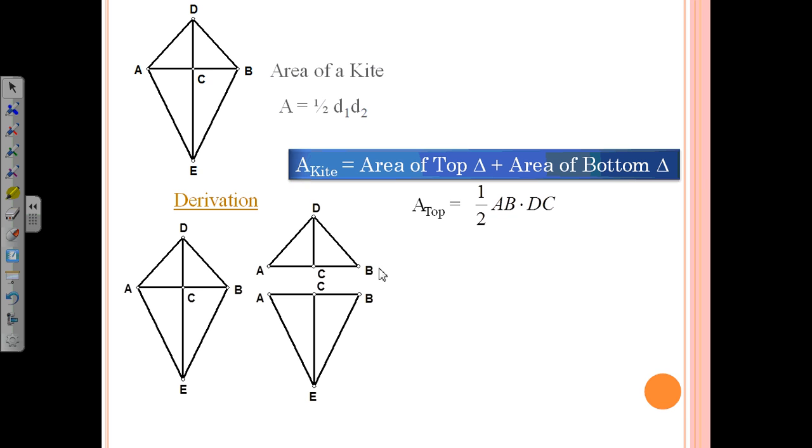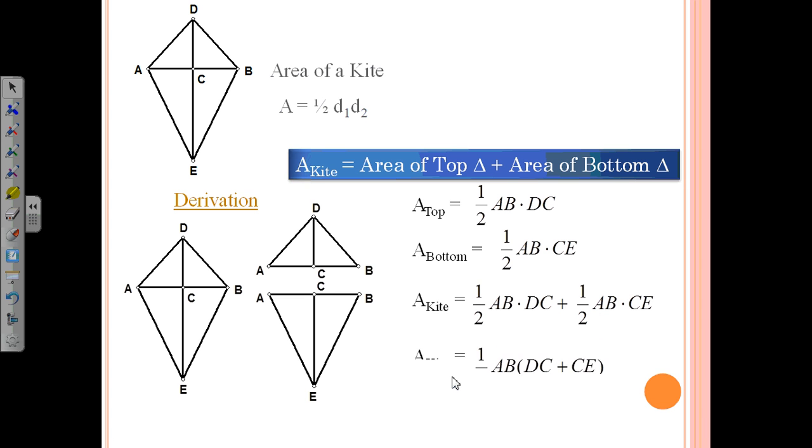The area of the top triangle is 1/2 your base, which is AB, times your height, which is DC. And then the bottom triangle is 1/2 your base, which is also AB, and this time your height is CE. So using this formula, we would add those together to get the area of the kite. And if you notice, there's a 1/2 AB here, and a 1/2 AB there. Those are common factors that we can pull out, so we can factor those out, use some algebra. So we have 1/2 AB, and what is left over is DC added to CE. If you distributed this through, you should get what you have up there.